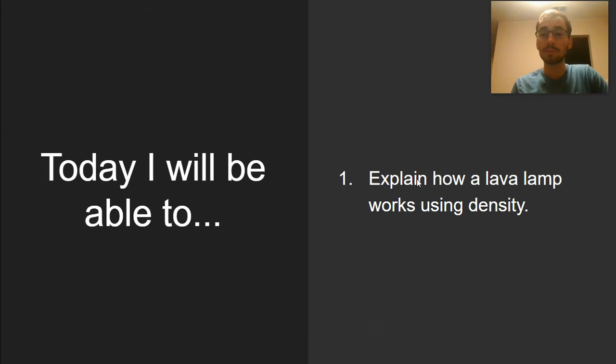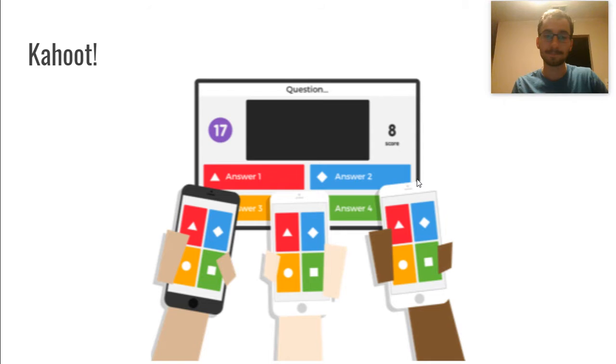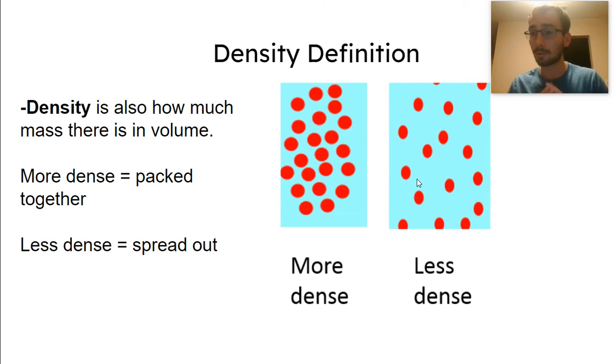Today, you will be able to explain how a lava lamp works using density. First, I'm going to do a little review on what we learned last week. Density is how much mass there is per volume. So if something's more dense, it's packed together, whereas something that's less dense will be spread out. Here's an example of what the atoms would look like in something that's more dense versus less dense.